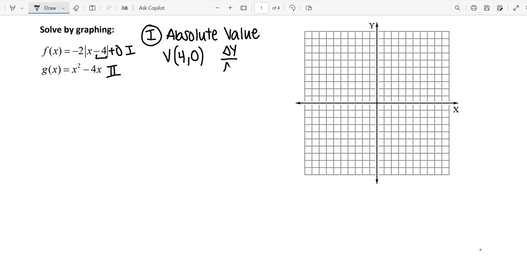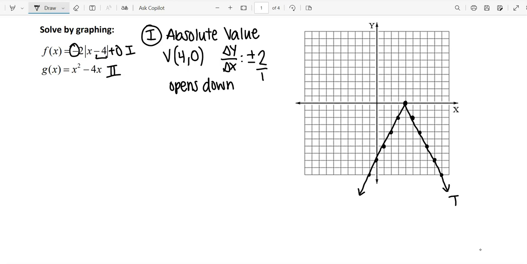I have 2 slopes with absolute value, a positive and a negative 2. You could put 2 over 1 if you want. We used a negative 2 in our equation, so this opens down. So starting at 4, 0, and down to right 1 every time. And then I'll go back up and down to left 1 every time. And there's my absolute value and number 1.